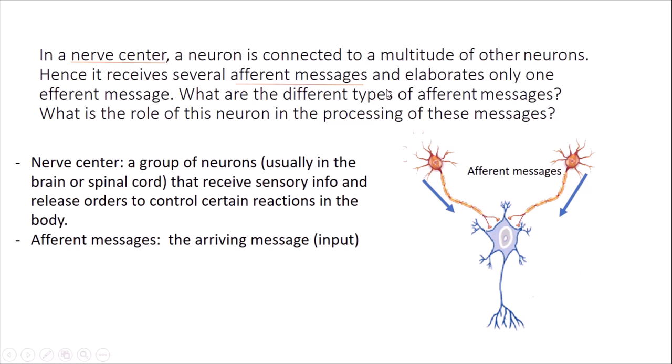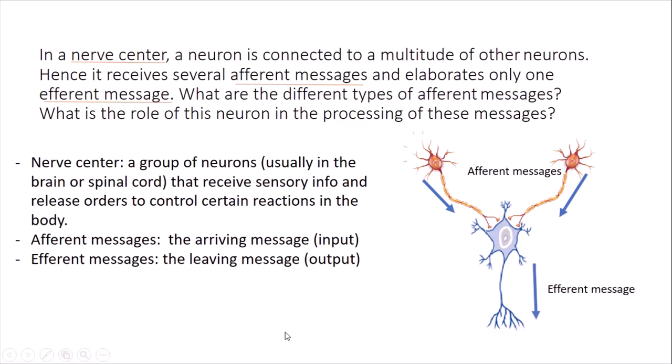So it receives several afferent messages and elaborates or produces only one efferent message. So let me give you a time to think about it. Try to guess what does efferent mean. Very good. So an efferent message is the leaving message, the output, like such. Okay, great. So it receives several inputs and gives one output. What are the different types of afferent messages? Wait, so there are types of afferent messages? Oh, they must mean the following. They must mean the excitatory and the inhibitory messages.